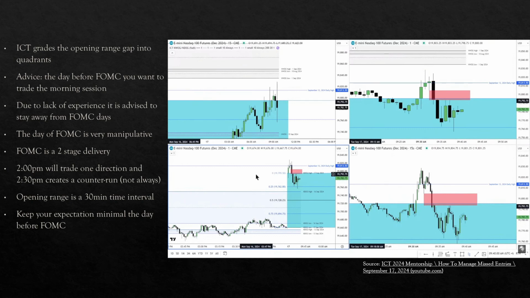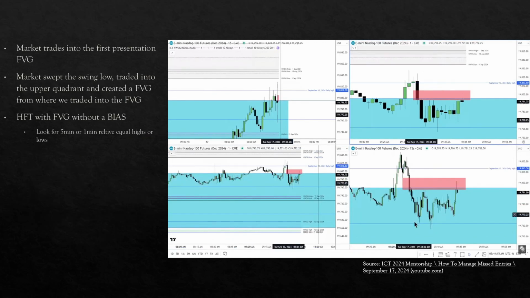Keep your expectations minimal the day before FOMC, and don't try to swing for the fences. The market traded into the first presentation fair value gap, again the 1-minute fair value gap that forms after 9:30 a.m., the first one, marked out in red right here. If we look at the 15-second chart, the market swept the swing low right here and traded into the lower quadrant of the opening range gap, created a fair value gap, and traded higher from there into the first presentation fair value gap.